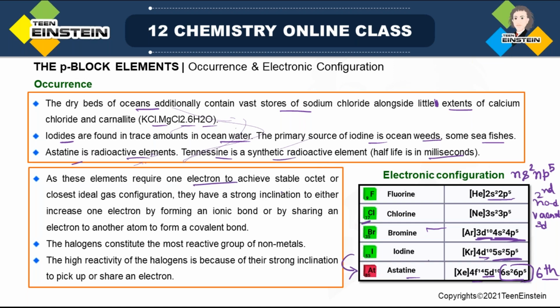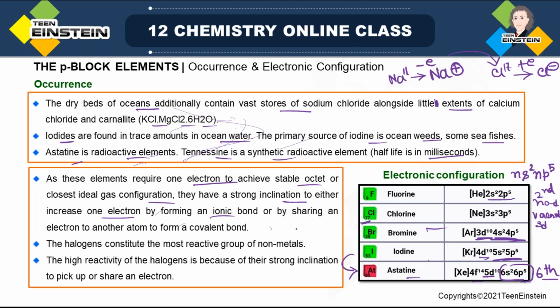As these elements require one extra electron to achieve a stable octet or the closest noble gas configuration, they have a strong inclination to either gain one electron by forming an ionic bond, which you have already seen in the case of NaCl. Sodium, having atomic number 11, has lost an electron, and that electron is gained by chlorine, whose atomic number is 17. After accepting the electron, it becomes Cl minus, that means now there will be a total of 18 electrons. Noble gas configuration is achieved. So this is ionic bond formation.